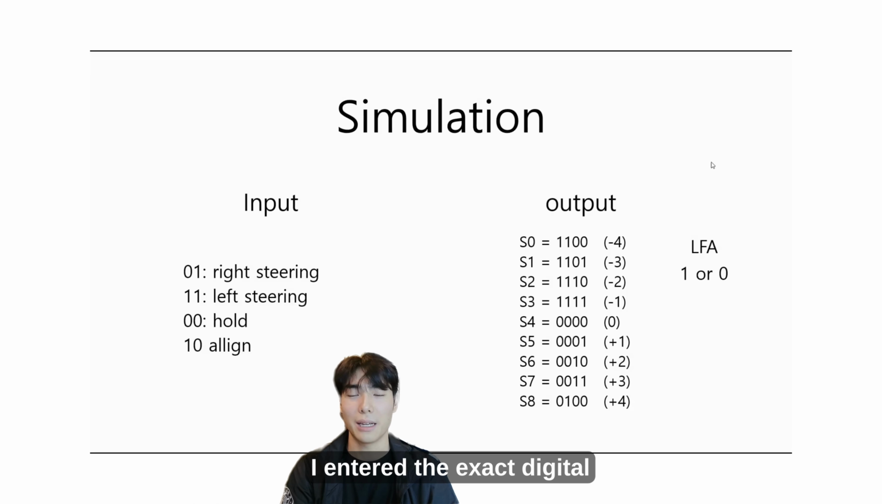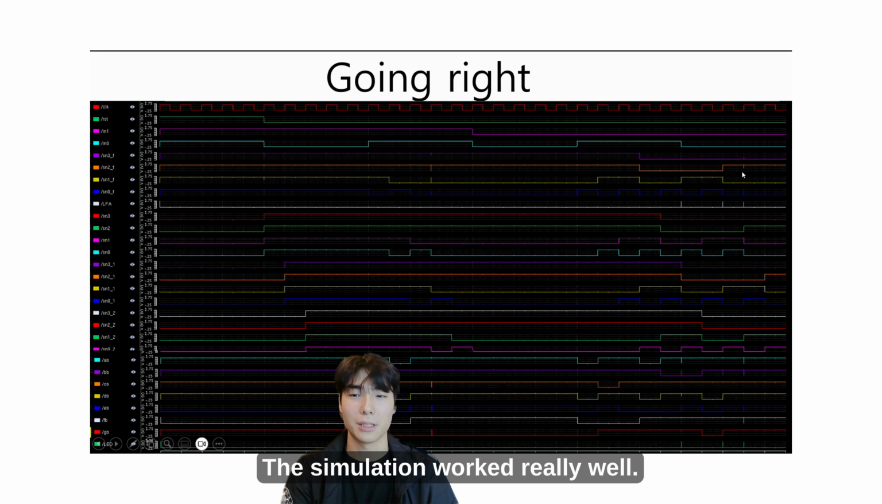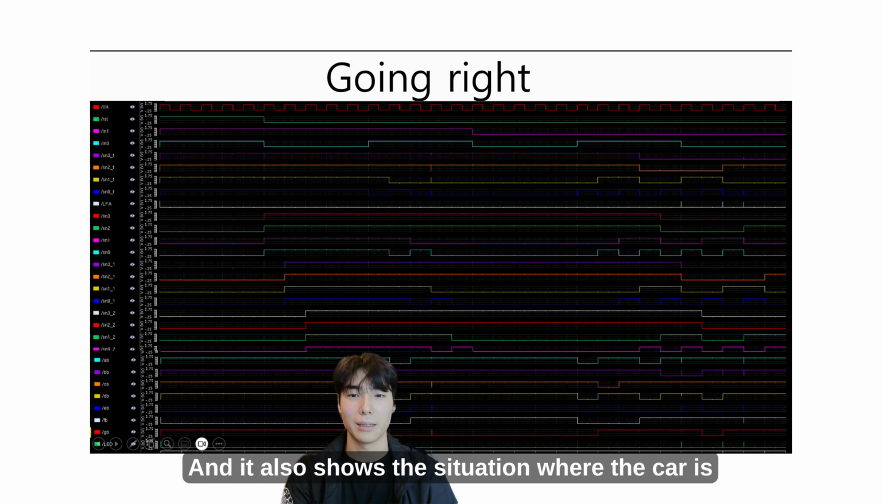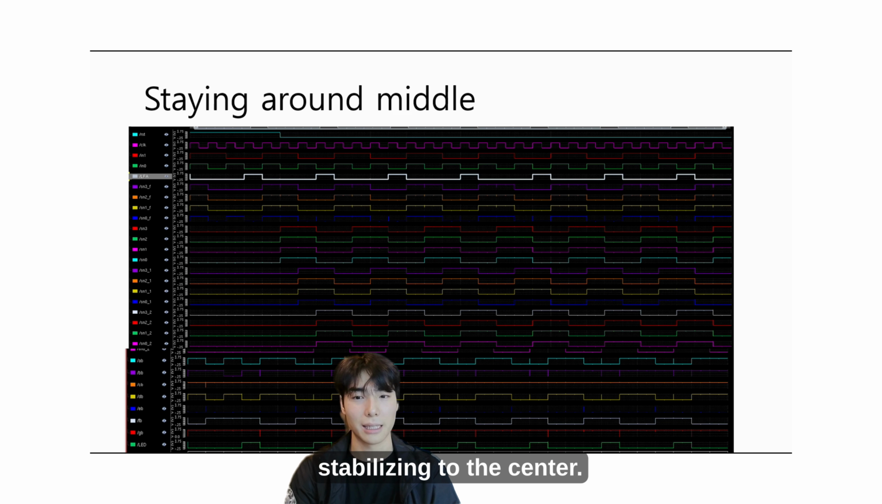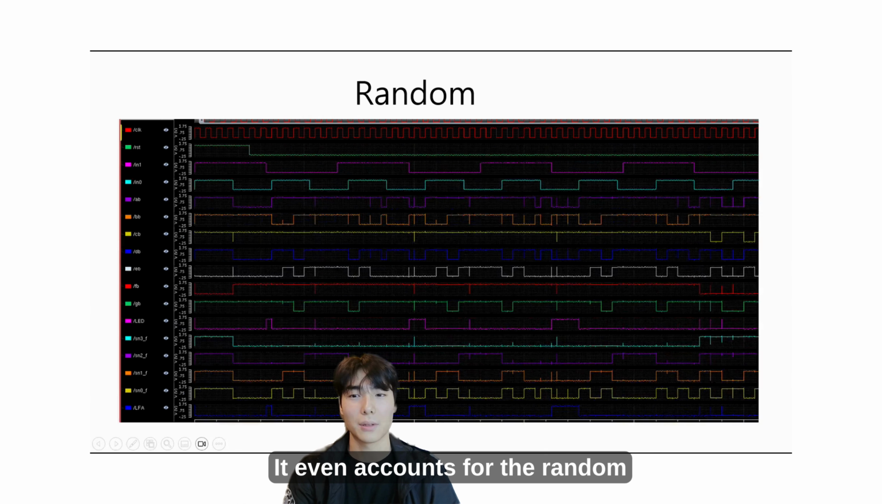For simulation, I entered the exact digital code values for the inputs and outputs. This is the result of simulating the car moving to the right. The simulation worked really well, and it also shows the situation where the car stabilizes into the center. It even accounts for the random scenarios as well.